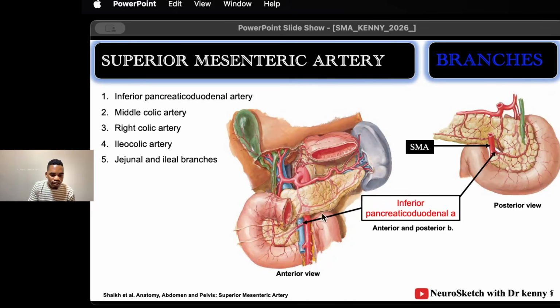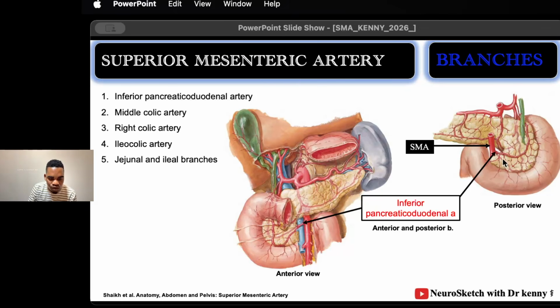Though the inferior pancreaticoduodenal artery usually comes as one artery, and then it bifurcates, giving two arteries, which are the anterior and the posterior. So you have the anterior inferior pancreaticoduodenal artery and the posterior inferior pancreaticoduodenal artery. These are going to anastomose with the anterior superior pancreaticoduodenal artery and the posterior superior pancreaticoduodenal artery, and supply these structures of the pancreas and the duodenum.